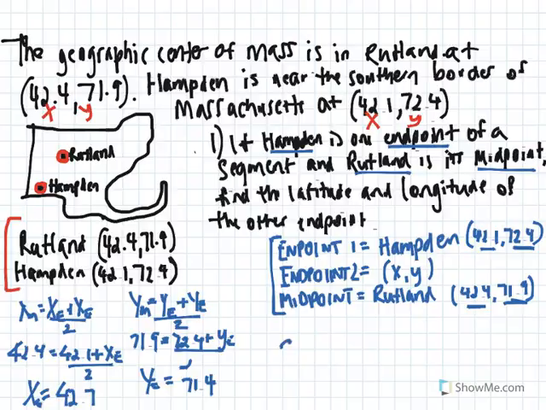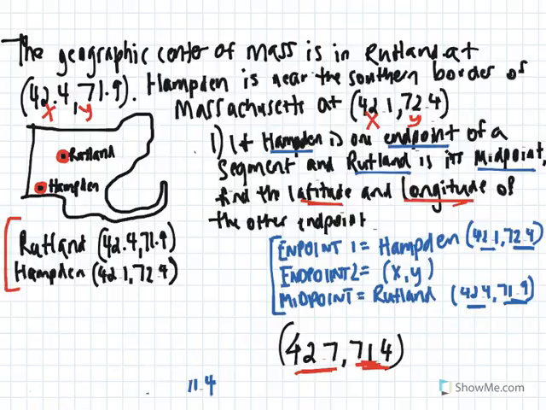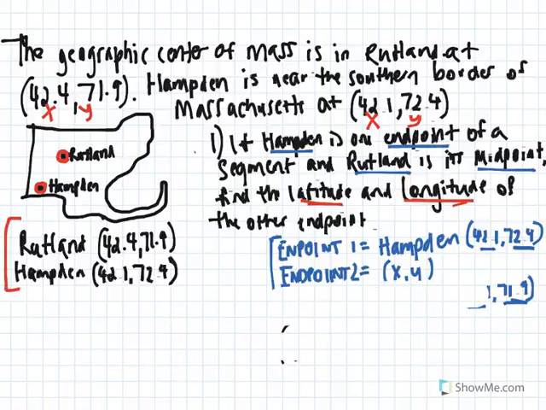Okay? So the endpoint that I'm trying to find in number 1 is going to be, make sure you write your answers as coordinates, okay? So it's going to be 42.7, 71.4. And that is the latitude, which is the X, and the longitude of the missing endpoint. All right, so now we are going to go on to question 2.